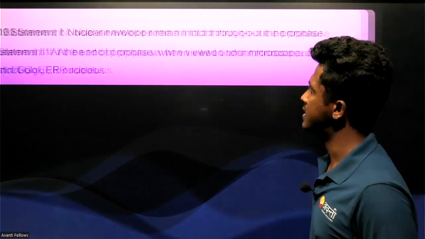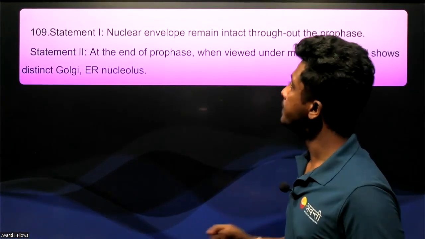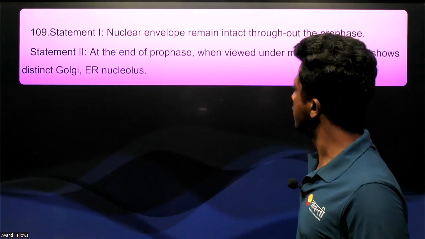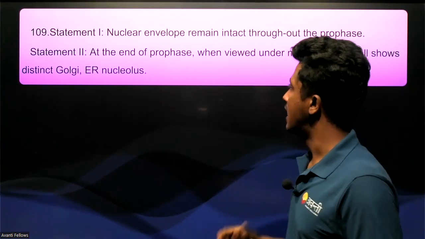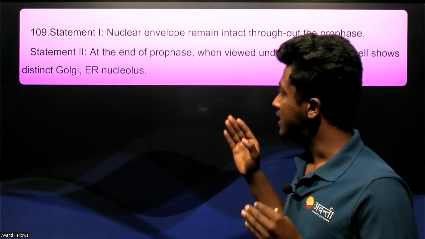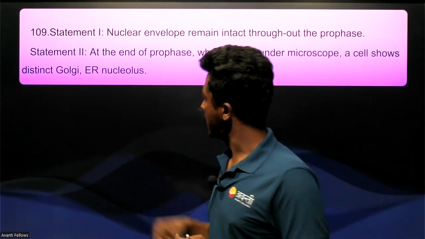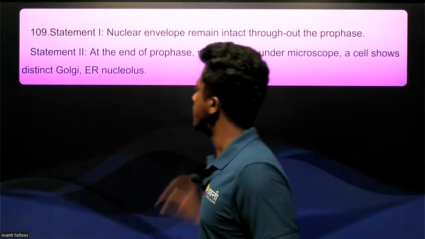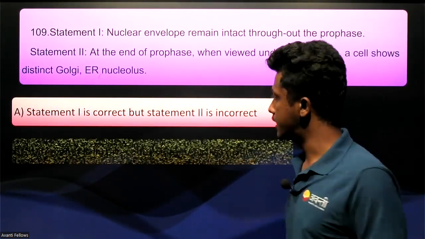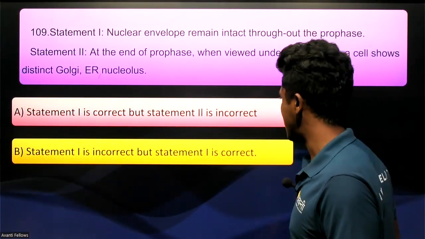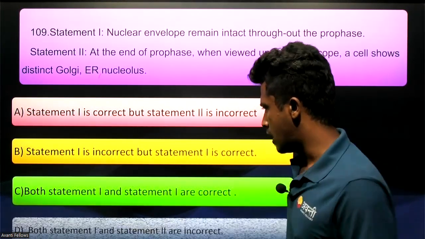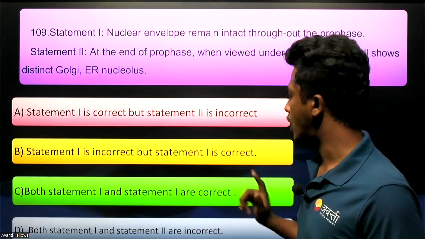The next question is 109, and statement 1 says, nuclear envelope remains intact throughout the prophase. The second statement is, at the end of prophase, when viewed under the microscope, a cell shows distinct Golgi, endoplasmic reticulum, and nucleolus. Let's see our options. Statement 1 is correct, but statement 2 is incorrect. Statement 1 is incorrect, but statement 2 is correct. Statement 1 and statement 2 are correct. And both statement 1 and statement 2 are incorrect.